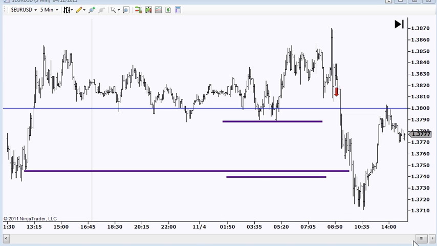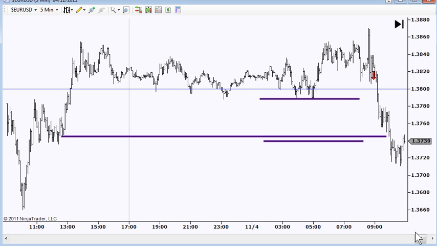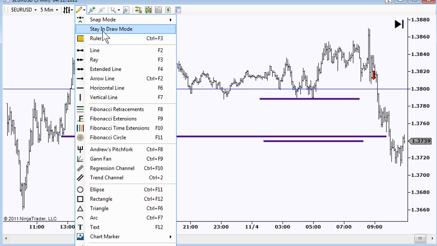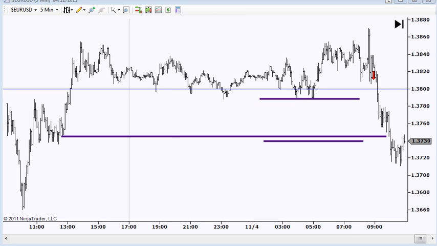And yeah, I didn't get the full move. So what? You know, so what? I didn't have to sit in front of the computer all day either. And then, obviously the market continued on its merry way.